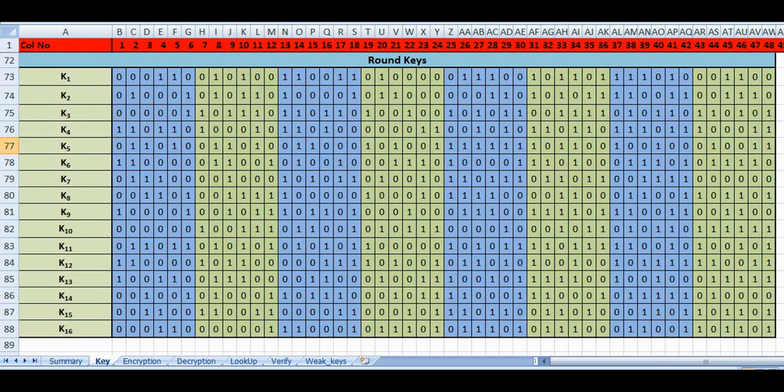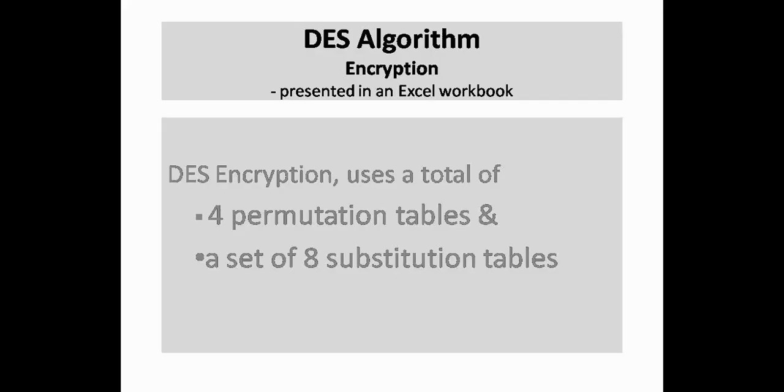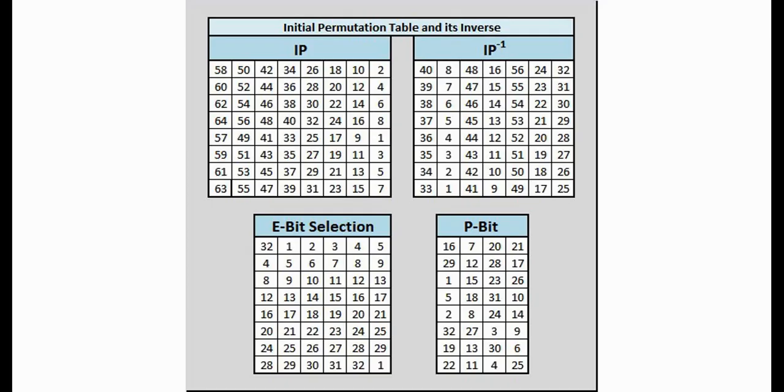Here we have the set of 16 subkeys that we derived in part 2. They are available under the keys sheet. In this part, we have 4 permutation tables and a set of 8 substitution tables. Their contents are sacrosanct and cannot be changed. We use them as they are, whatever might have been the logic that went into building them.